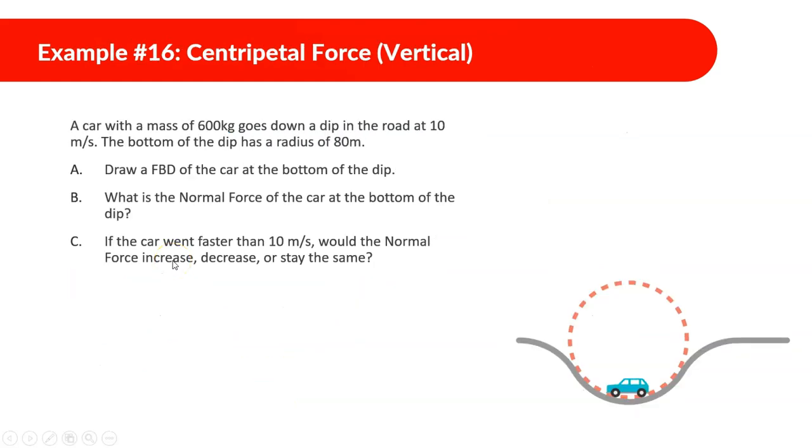Okay, let's look at this. Example number 16. A car with a mass of 600 kilograms goes down a dip in the road at 10 meters per second. The bottom of the dip has a radius of 80 meters. Draw a free body diagram of the car at the bottom of the dip. Okay, so we know this car is going to have a certain amount of weight. That's the force of gravity.